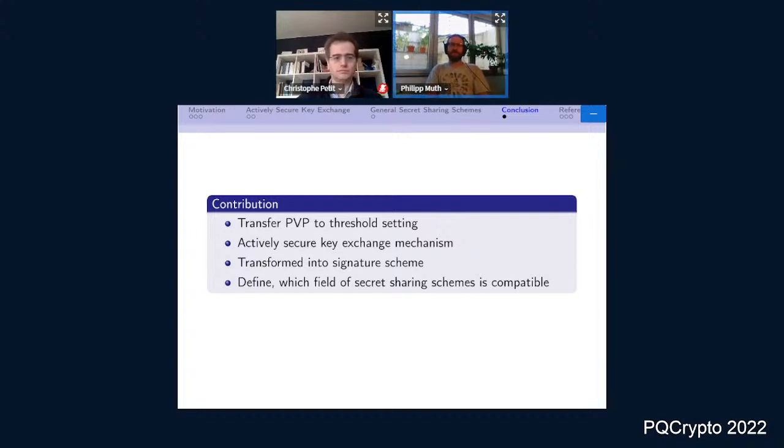This key exchange mechanism is also IND-CPA secure. For this aim, we transferred the PVP and the zero-knowledge proof to the threshold setting. And lastly, we characterize the properties that a secret sharing scheme has to fulfill in order to be compatible with the key exchange mechanism and the signature scheme. And with that, I'm open to questions.